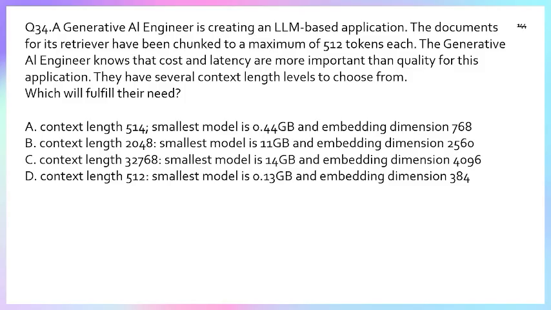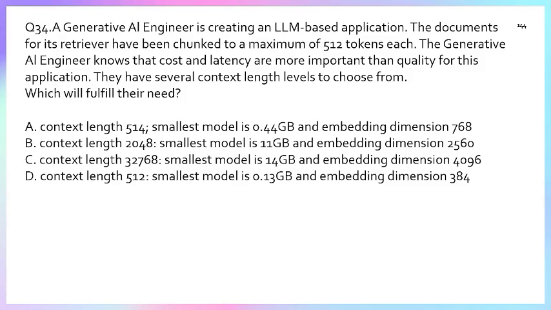So the question is about cost and latency. A smaller model and smaller embedding dimension generally result in lower cost and lower latency. A smaller model requires less memory to run, and a smaller embedding dimension means less data to process and search, leading to faster queries. The chunk size of the document is 512. This is the crucial constraint, right? The model context length should be at least the size needed to process the chunk, but a larger length than necessary would add unnecessary cost and latency.